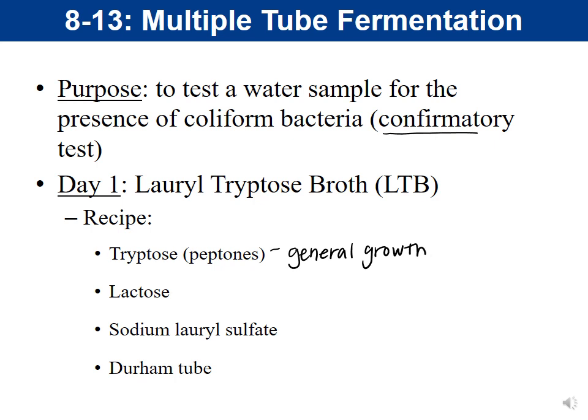Next, we have lactose. Lactose is there for fermentation, because remember what we're trying to do in this experiment is to look for coliforms. And when we look for coliforms, remember that they would be gram-negative bacteria that ferment lactose to produce acids and gas. So we need to have lactose there in order to detect coliforms.